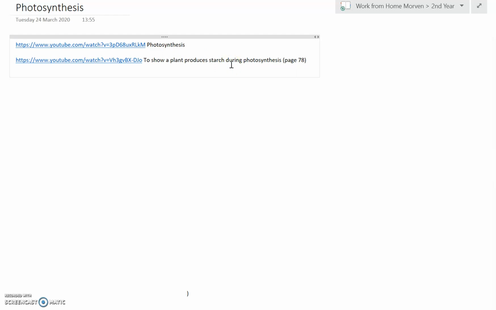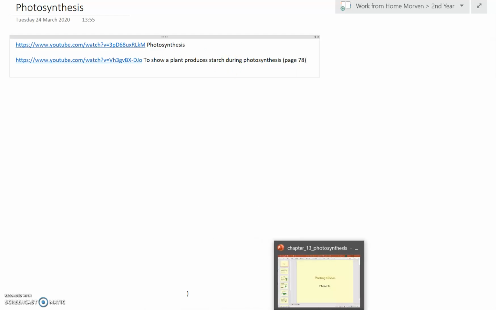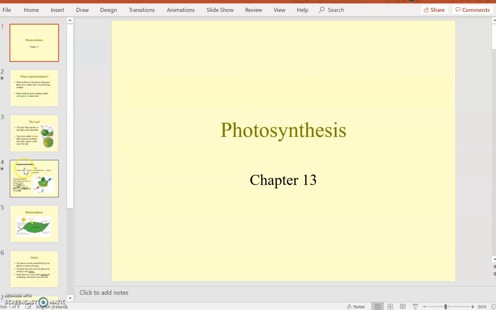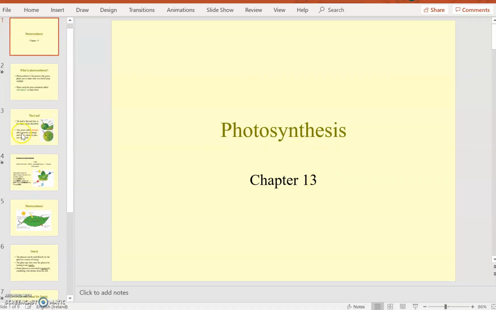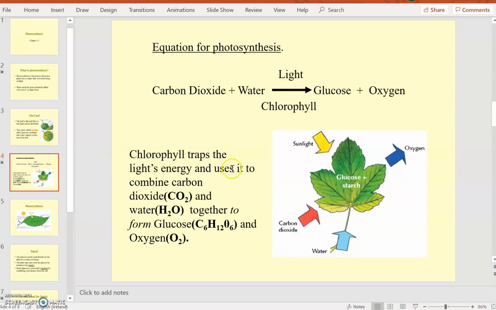Basically, during the photosynthesis process, as we will see, just get this PowerPoint here. As we can see here, carbon dioxide is taken in and water is taken in by the plant in the presence of sunlight and chlorophyll, the green pigment, and that produces glucose and oxygen. Okay, so the plant is creating its own energy. We will link this to respiration in the next video.